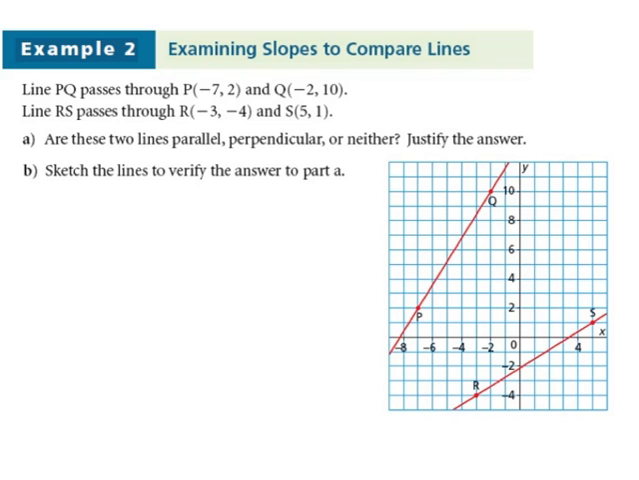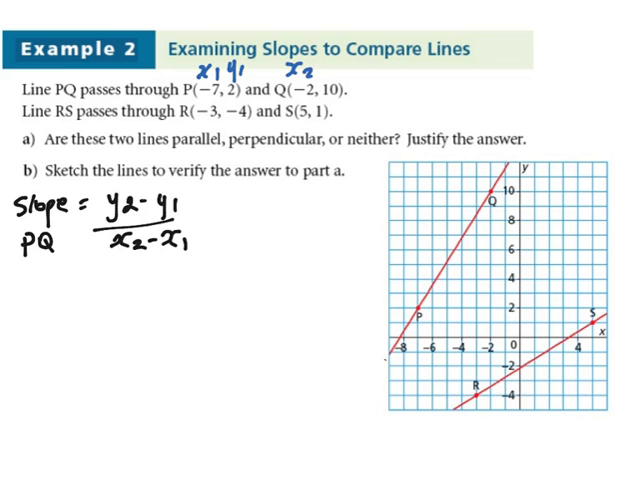So here's the sketch, and it looks to me that they're not parallel because if we extend the lines, they will cross eventually. And they're not perpendicular because they don't cross at 90 degrees. But we need to solve this using algebra and the slope formula. The first thing we are going to do is label the coordinates for PQ. So we have x1, y1, and x2, y2. And now we're going to plug this into the slope formula.